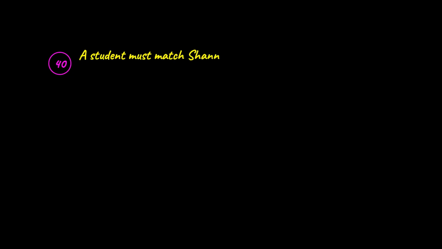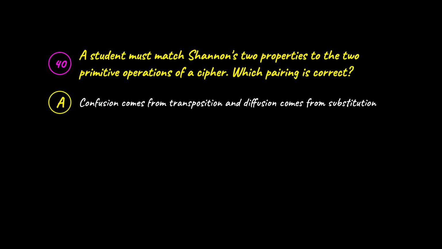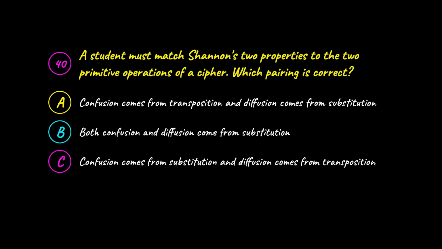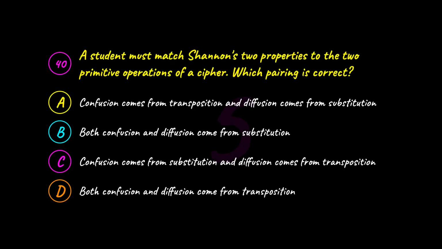Question 40. A student must match Shannon's two properties to the two primitive operations of a cipher. Which pairing is correct? Your options are A. Confusion comes from transposition and diffusion comes from substitution. B. Both confusion and diffusion come from substitution. C. Confusion comes from substitution and diffusion comes from transposition. D. Both confusion and diffusion come from transposition. Got a guess? Lock it in.